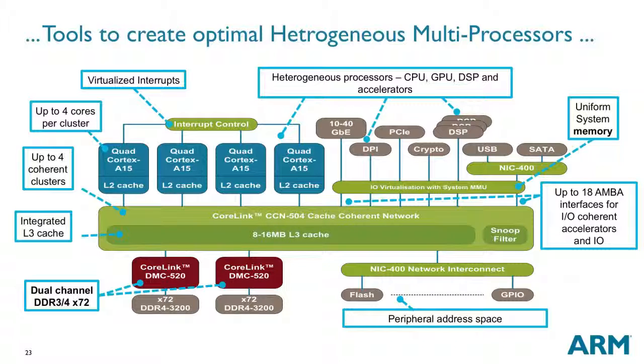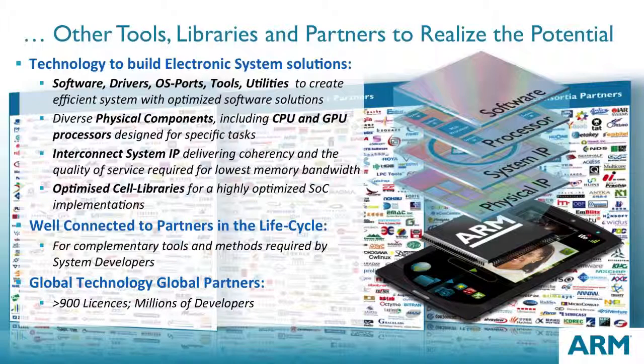Of course, we can't just provide that as a hardware template. It's got to be supported by the software design environment. It's a system we're after. And so these are not on their own: libraries, OSs, ports, utilities, and hundreds of co-developers. There are 900 licensees of ARM technologies and interfaces and standards and so on that we produce, producing millions of potential developers.